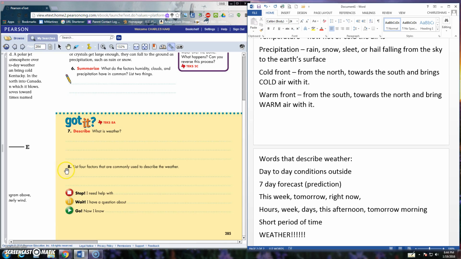On number 8, it says list 4 factors that are commonly used to describe the weather. 4 things used to describe the weather. Finish up number 8, and then we'll move on to the next page.